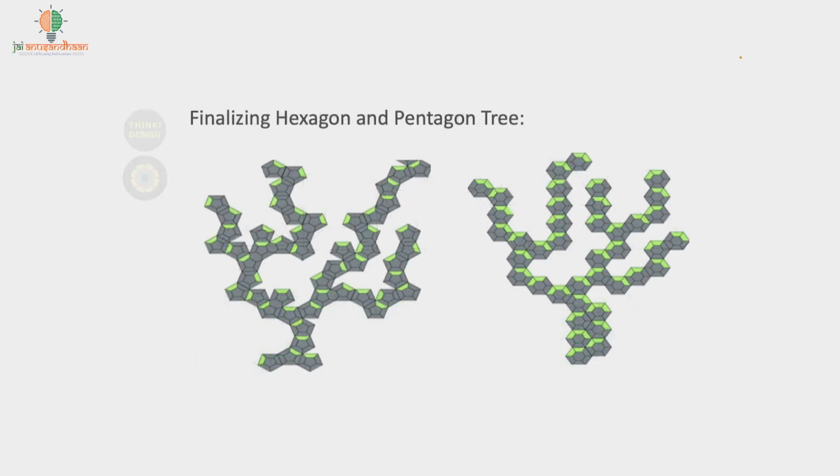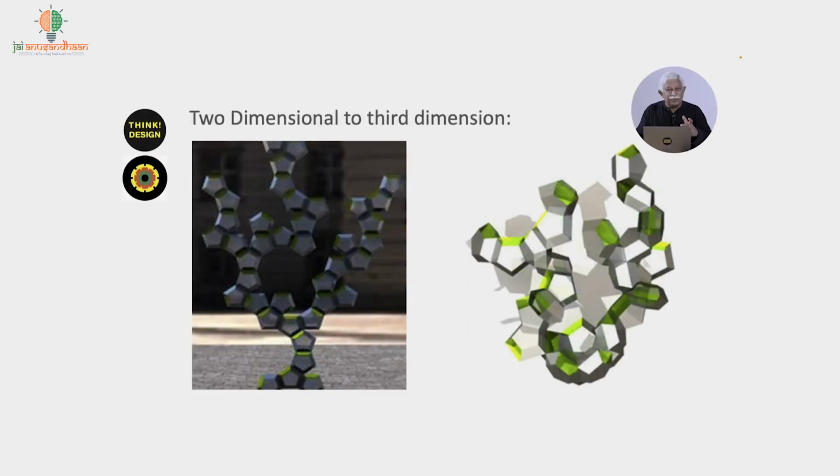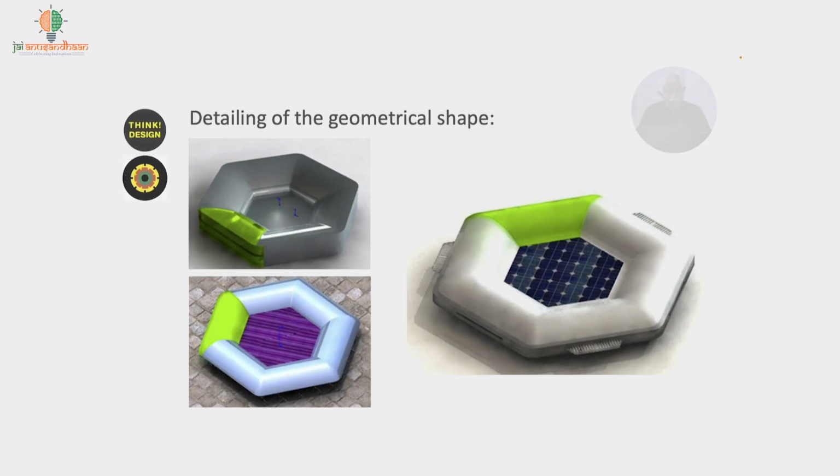Here you can see two variations. The one on the left is made out of hexagons and the one on the right is made out of pentagons. So, depending on what the basic module is, the form becomes different. And then you can add a third dimension to it. It is not just in 2 dimensions that it can grow, it can also grow in the third dimension. So, the variation is so much. And then, what is the basic module?